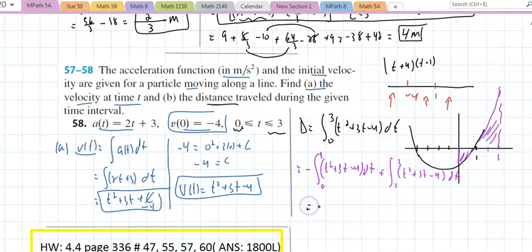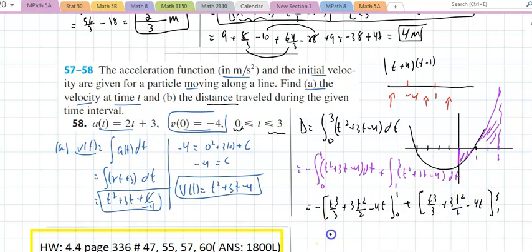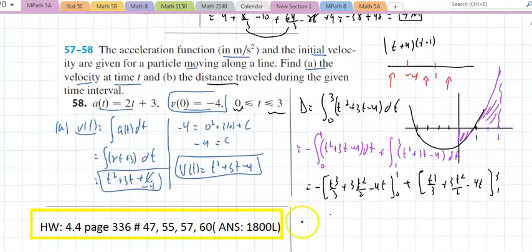If the inside of the absolute value is positive, I don't need the absolute value. And this is going to be negative t cubed over 3 plus 3t squared over 2 minus 4t evaluated from 0 to 1 plus t cubed over 3 plus 3t squared over 2 minus 4t evaluated from 1 to 3. And that would be negative 1/3 plus 3/2 minus 4. If you put a 0, you're going to get a 0.